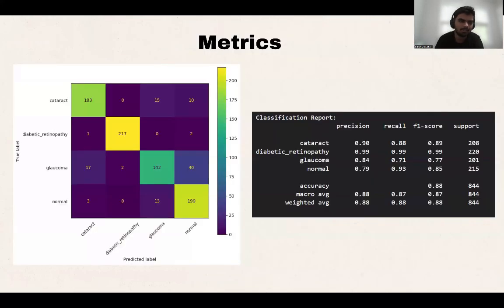Now moving on to the metrics. So as you can see from over here, the metrics for our custom model are much better than the ones that we had in the baseline model. And this is the classification report for our custom model, which achieved a weighted average of 0.88 precision score, 0.88 recall, and 0.88 F1 score as well. The best performing class was the diabetic retinopathy class, which had 0.99 precision.